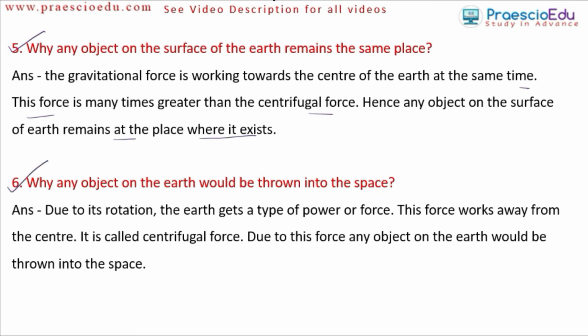Next question है why any object on the earth would be thrown into the space? And the answer is due to its rotation, the earth gets a type of power or force. This force works away from the center. It is called centrifugal force. Due to this force, any object on the earth would be thrown into the space.